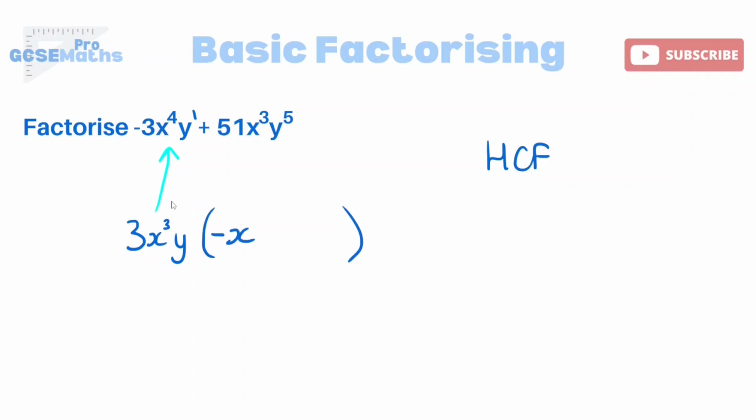Then we say, how do we get back to 51x cubed y to the power of 5? Well, those are both positive, so I'm going to put a plus. Then we need to go, how do we go from 3 to 51? Well, we need to times that by 17. If I look at the x's, they're already the same, aren't they? They're both x cubed, so that's fine. We don't need any more x's. But the y's, again, this is technically y to the power of 1. So I'm missing y to the power of 4.